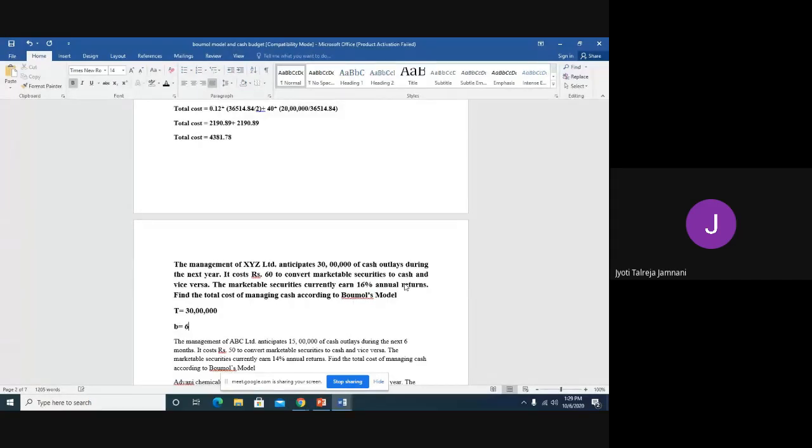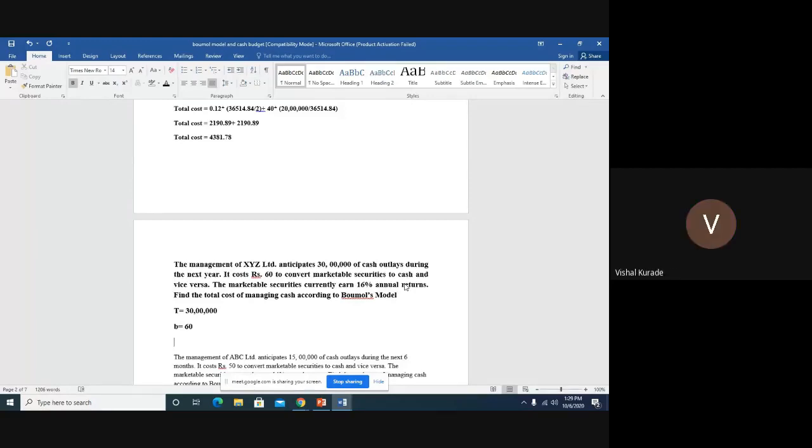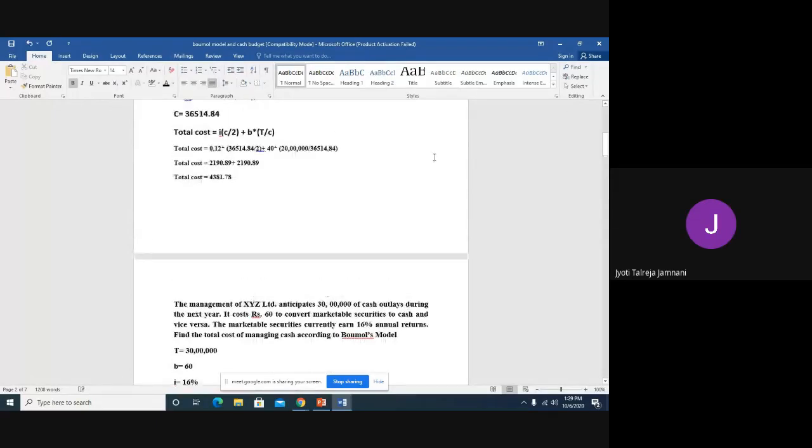That is 60 rupees. The marketable securities currently earn 16% annual return. So what is this 16%? I. So I is 16%. We have all the three values. They have asked you to find the total cost of managing according to Baumol model. They have not asked you the optimum cash balance, but only the total cost. But can we find total cost without optimum cash balance? No, ma'am, because the total cost formula requires C.